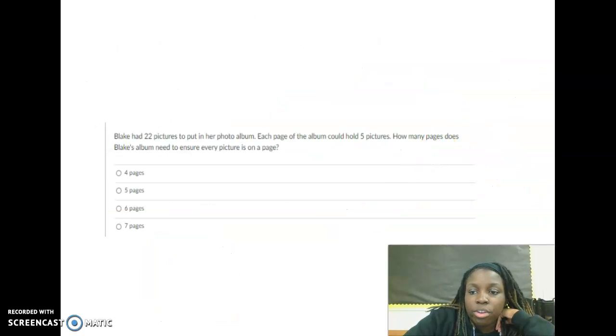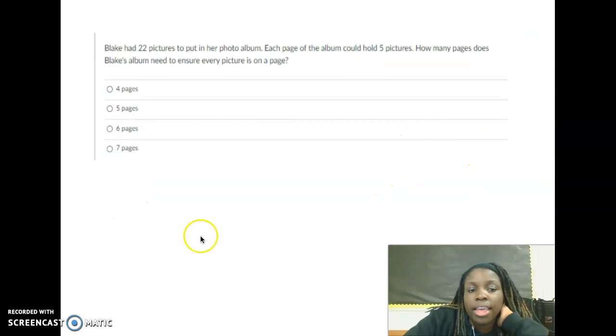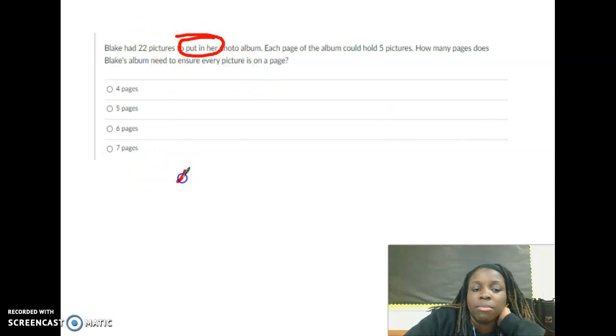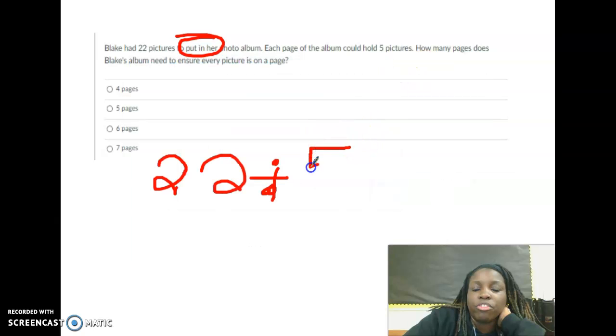All right, last question. This question is number 1 on your practice quiz. So Blake had 22 pictures to put into her photo album. Ooh, I know putting into something means I'm dividing. So 22 pictures put into a photo album. Each page of the album could hold 5 pictures. How many pages does Blake's album need to ensure every picture is on a page?